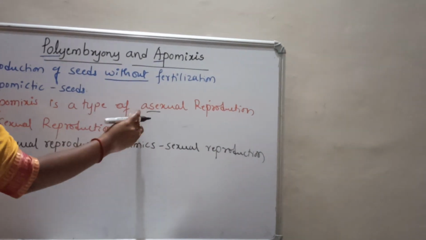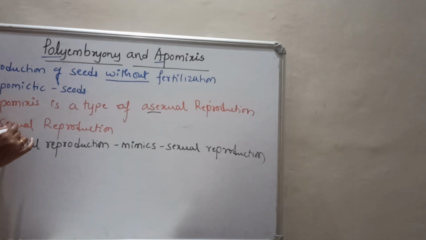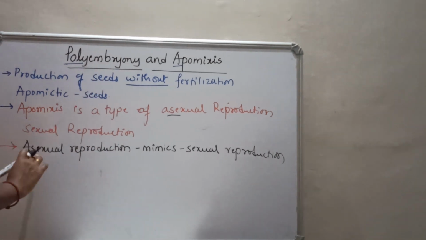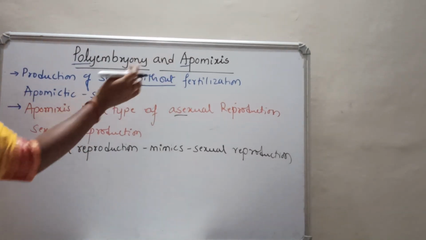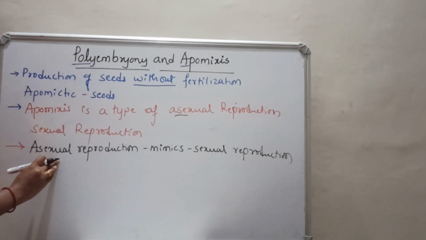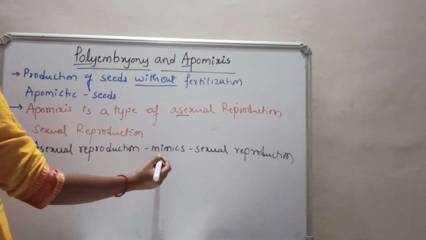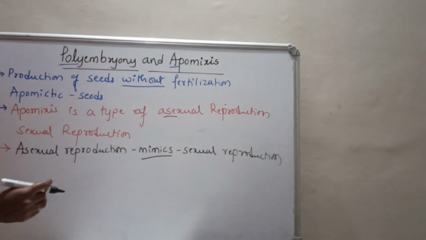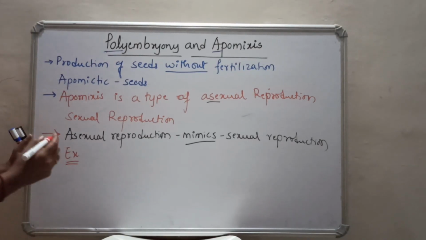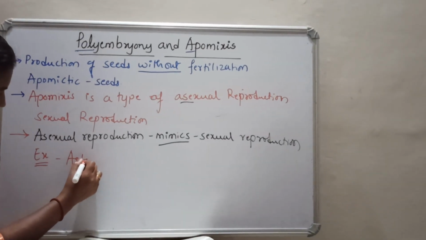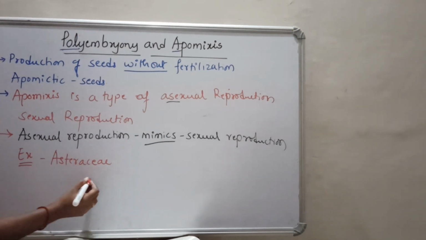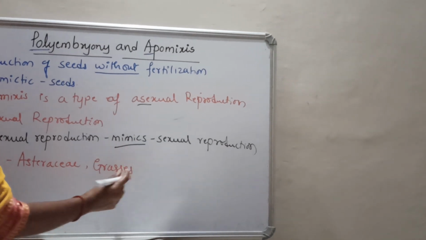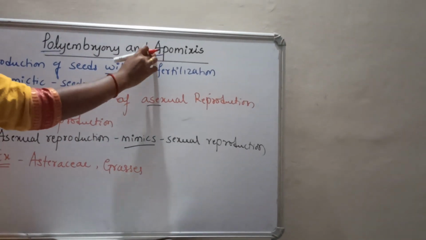Apomixis is a type of asexual reproduction. It means the absence of sexual reproduction; the asexual reproduction imitates or mimics the sexual reproduction. Examples of apomixis are the Asteraceae family and some grasses.